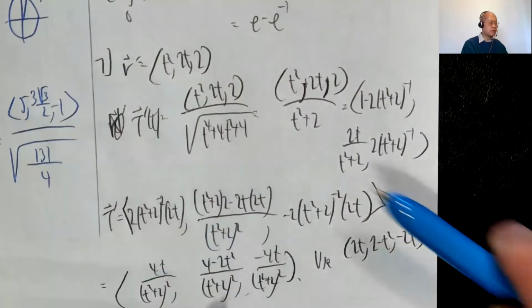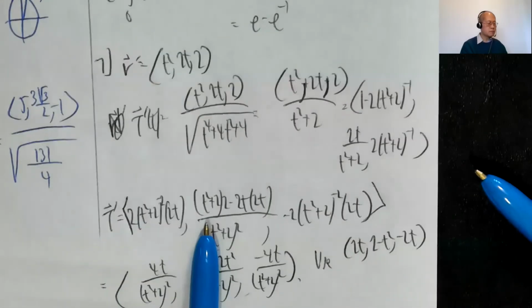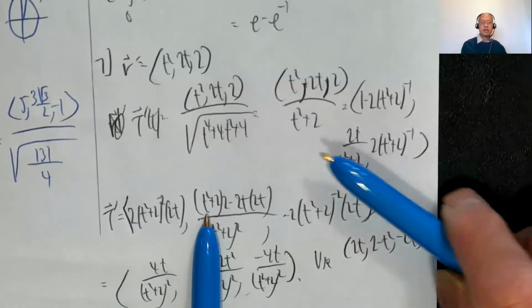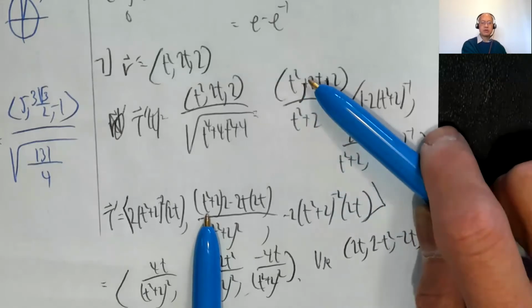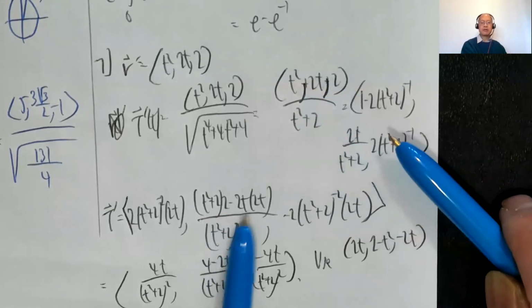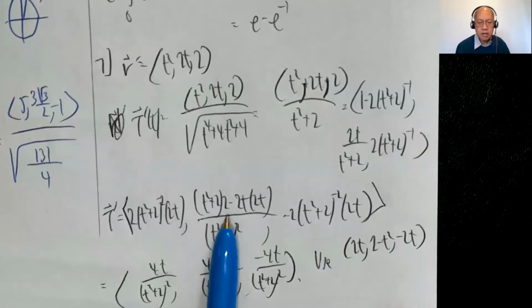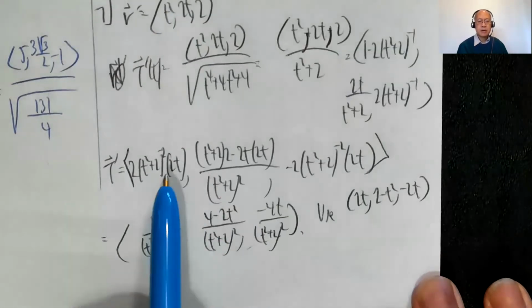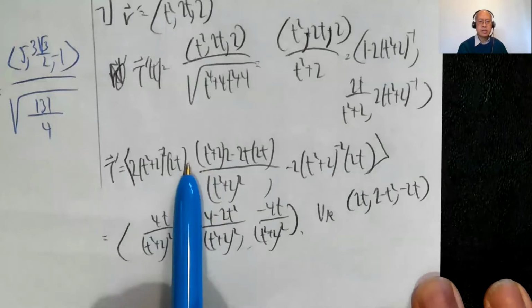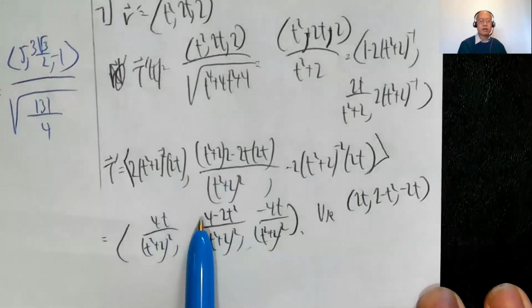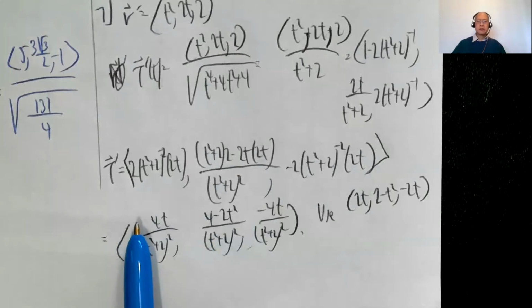The middle component looks like I have to do the quotient rule, right? So bottom times the derivative of the top, t squared plus 2 times 2, minus the top 2t times the derivative of the bottom 2t, all over t squared plus 2 squared. Little touch up. That comes out to be, let's see, 2t squared plus 4 minus 4t squared, which I can write as 4 minus 2t squared.